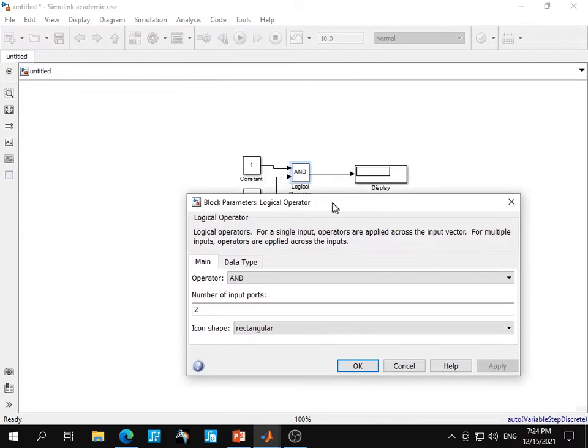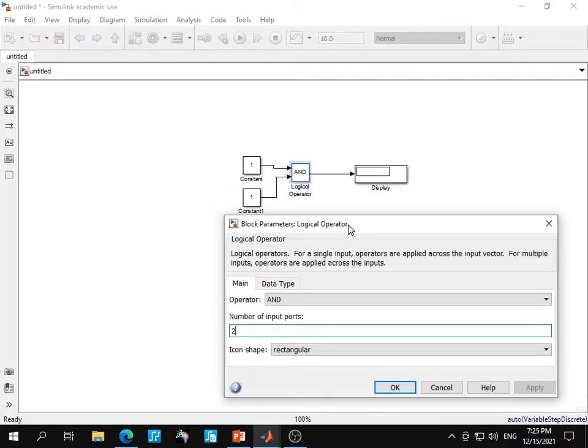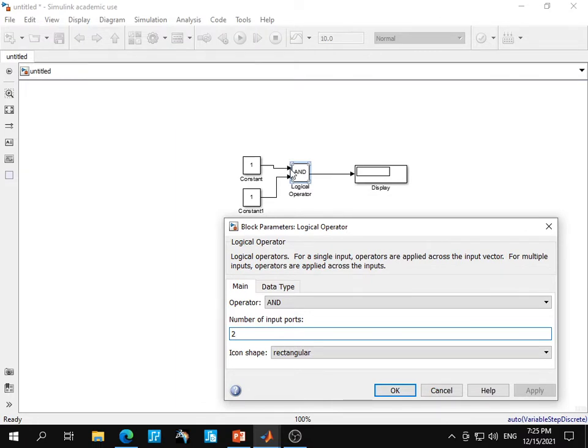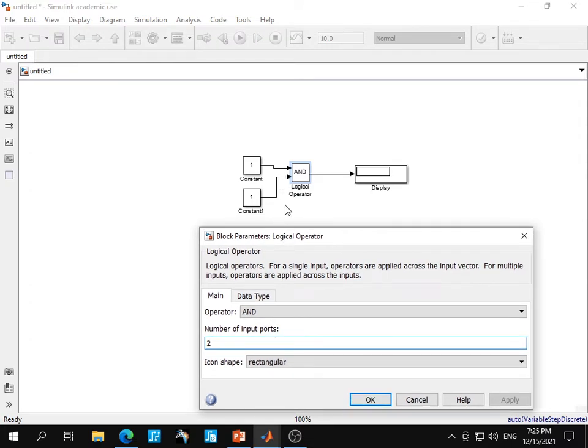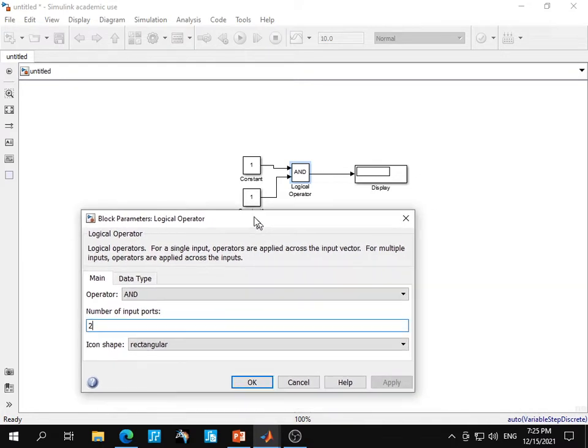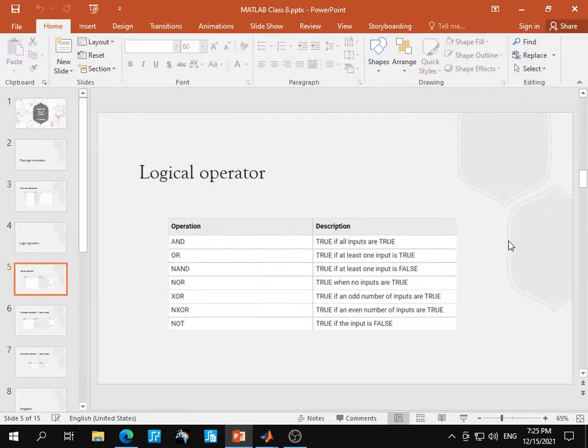And you can change by double clicking it. You can change the number of input ports. Now it's set to 2, which means you can have two inputs. And of course you can have 3, 4, 5 inputs, depending on how many you need to use.